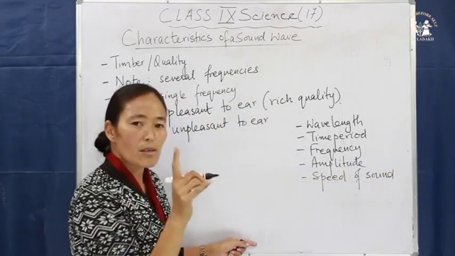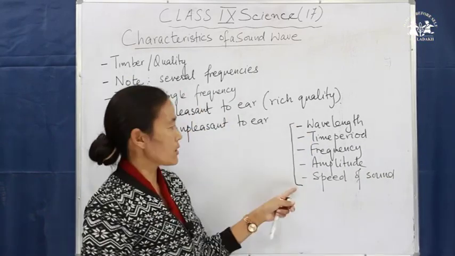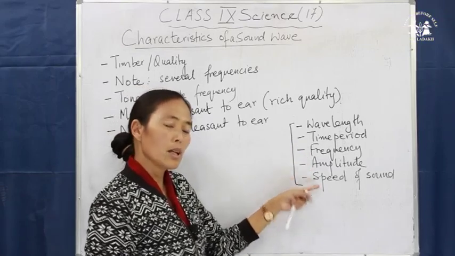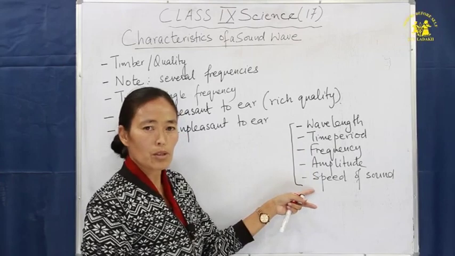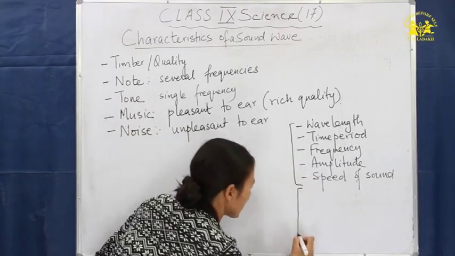These are the main characteristics of sound: wavelength, time period, frequency, amplitude, speed of sound. For calculations there are formulas for these.